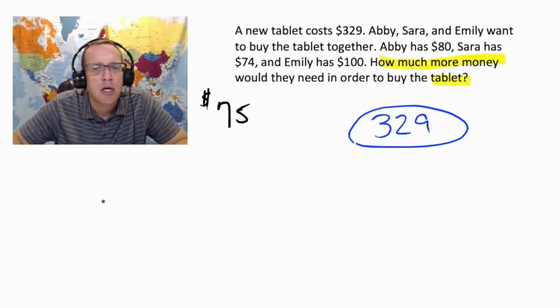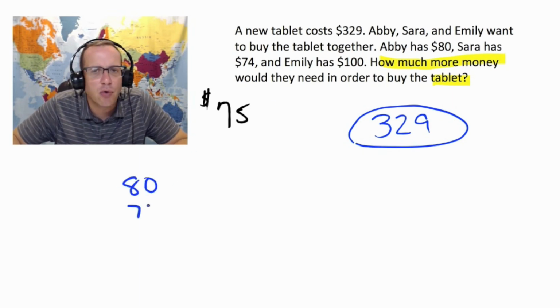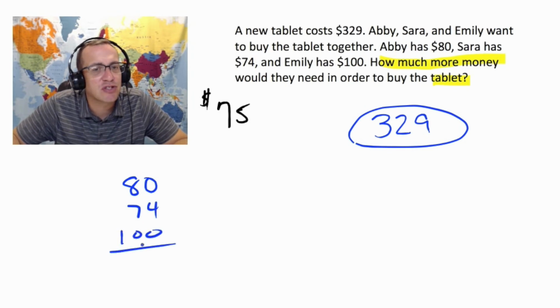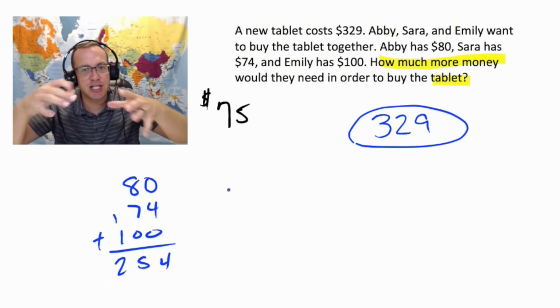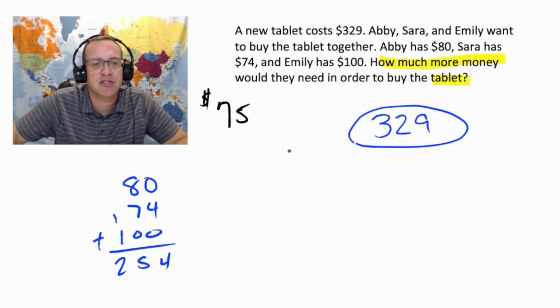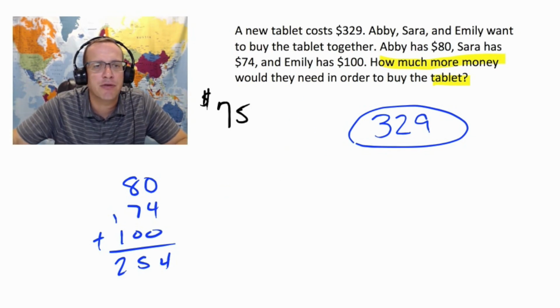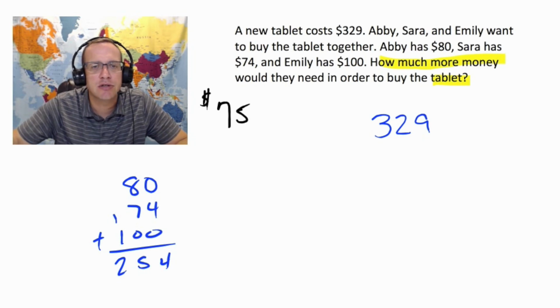So let's do that. So Abby has 80, Sarah has 74, and Emily has 100. So let's go ahead and add that all up. We end up with 4, 15, carry the 1, $254. So that's how much money all the girls have together. Now our final step is to take it away from our original amount of 329. So let's go ahead and do that.